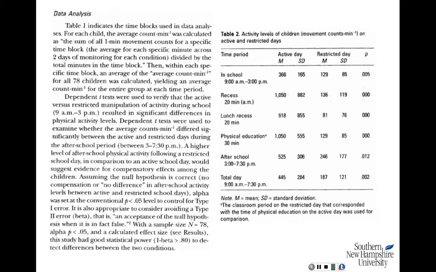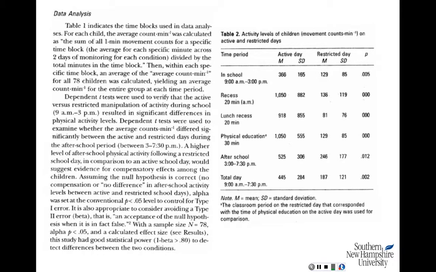You can also just go down the line and look at each of these other time points. During recess, during lunch, and during physical education, you'll see the p-value is very, very small, a bunch of zeros. Actually, if you carried out those digits of the p-values, it says 0, 0, 0, but you would see that it would be a very small decimal, but they just don't carry it out. So the p-value is very small, meaning there is a statistically significant difference between the active and the restricted day in movement counts for recess, lunch recess, and physical education.